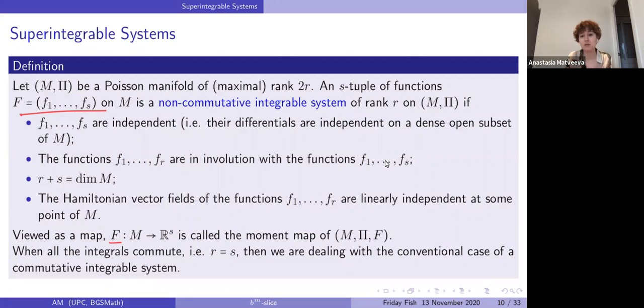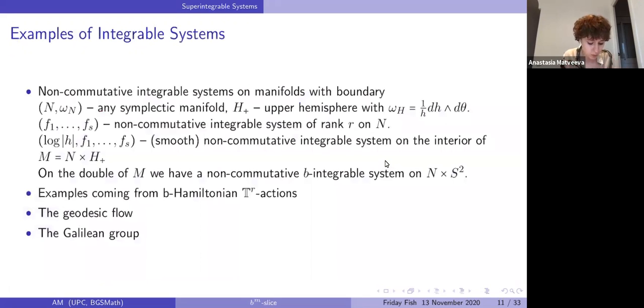And if R is equal to S, you just arrive at the usual situation of a commutative integrable system. So we're interested in it because of the Mishchenko-Fomenko conjecture saying that they are in correspondence with the group actions on the manifolds.